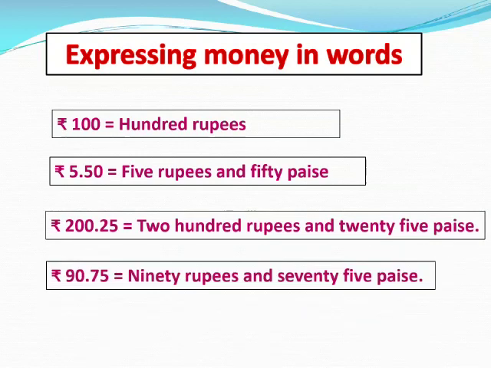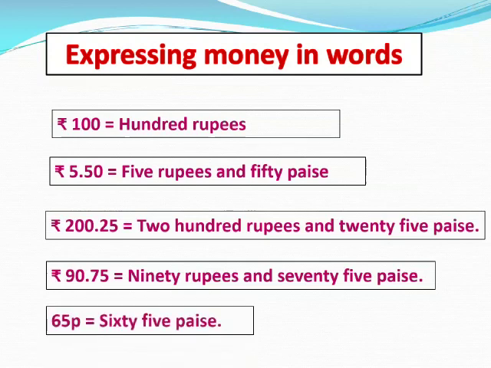Next, rupees 90.75. In words, 90 rupees and 75 paise. Next, we have only paise, 65p. It is written as 65 paise.